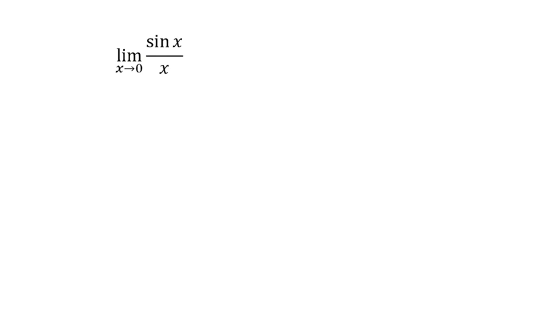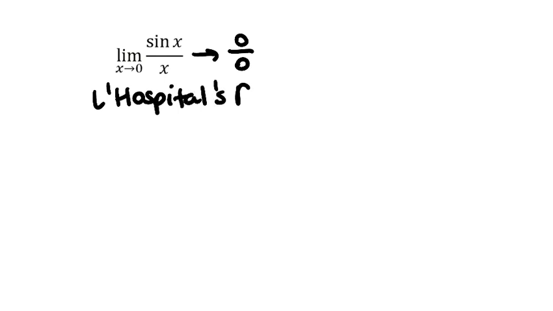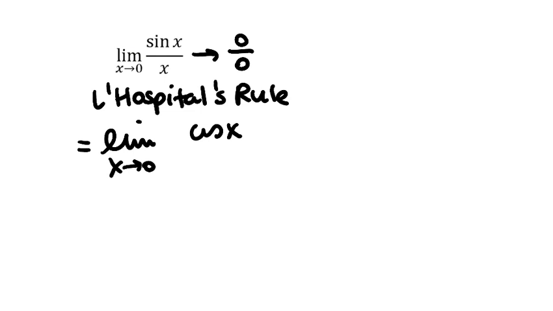But what we're going to do is say this goes to 0 over 0, so we're going to use L'Hopital's rule. That's equal to the limit as x approaches 0 of the derivative of sine divided by the derivative of x, which is 1 over 1, which is 1. So the limit of sine x over x as x goes to 0 is 1. But you don't have to memorize that, because you know L'Hopital's rule now.